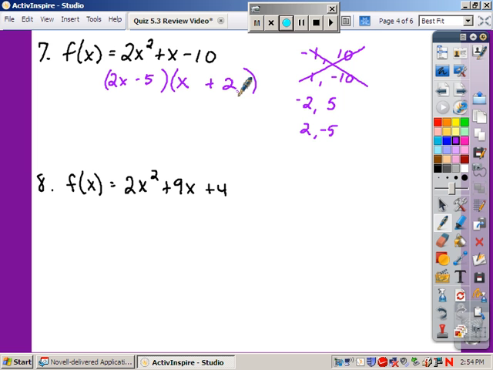Again, you can check it doing FOIL. You know you're going to get the 2x squared. We didn't change that. Outside will give you 4x. Inside, negative 5x. Again, you put them together, you get negative 1x. Getting a little closer, but that still doesn't work. So it can't be those either.